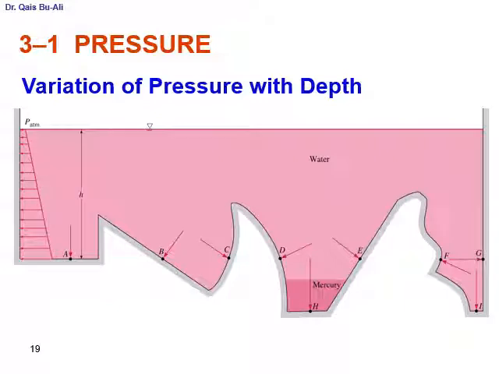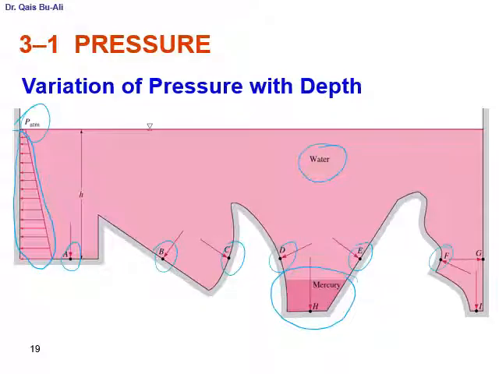Now suppose I have this funny shape. I have this container with a funny shape, and as you can see, I have P atmospheric at the top. It is full of water, but here I have a little bit of mercury. And you know that the pressure is changing linearly with depth. Now suppose I ask you what is the difference in the pressure between points A, B, C, D, E, F, and G. What will you tell me?